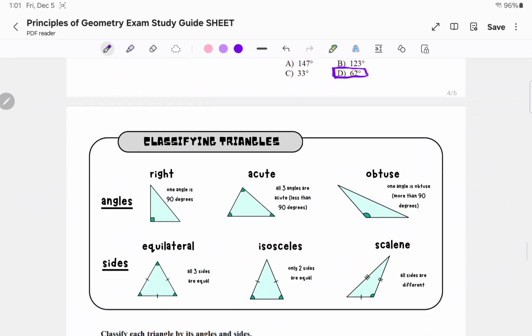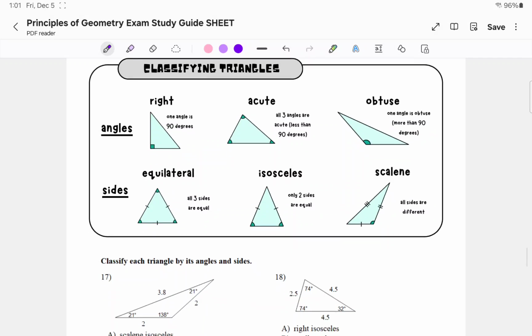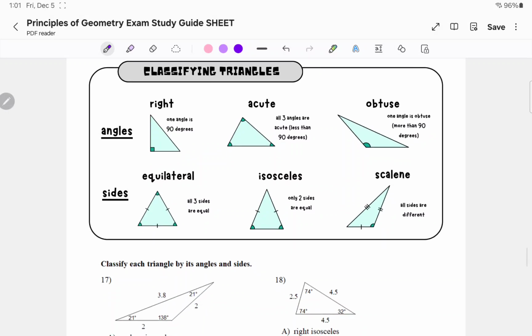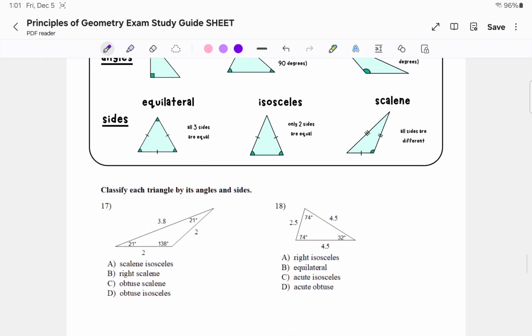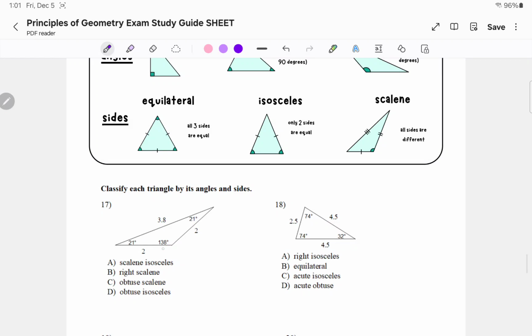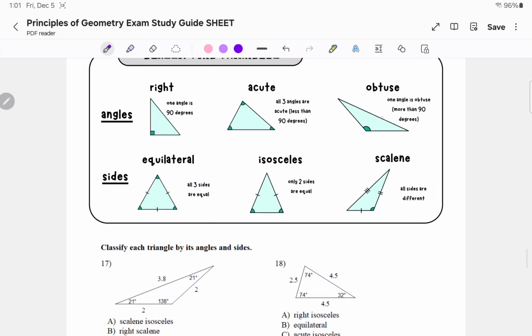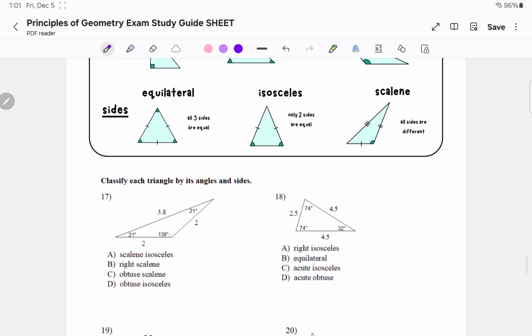All right, next up is classifying triangles. So we're going to take one word from the top, one word from the bottom, and combine them. So for number 17, let's look at the angles first, the inside numbers. If one of them is greater than 90, that makes it an obtuse triangle, right? One angle is obtuse or more than 90. So since I have this 138 degree angle here, that makes it obtuse.